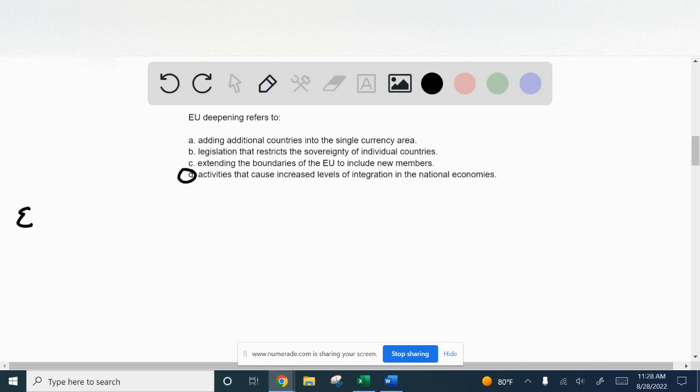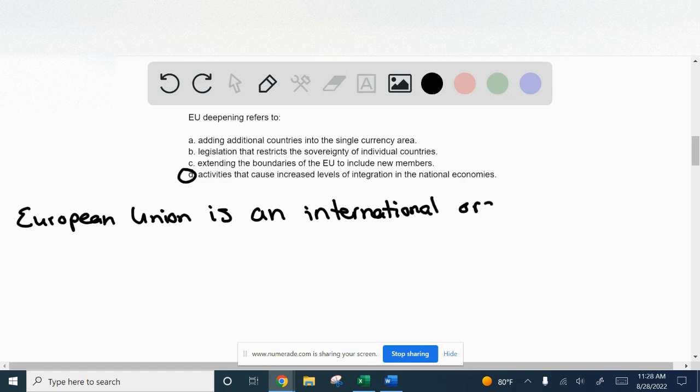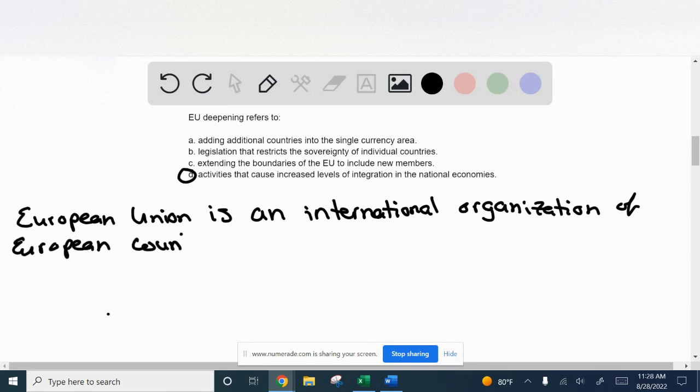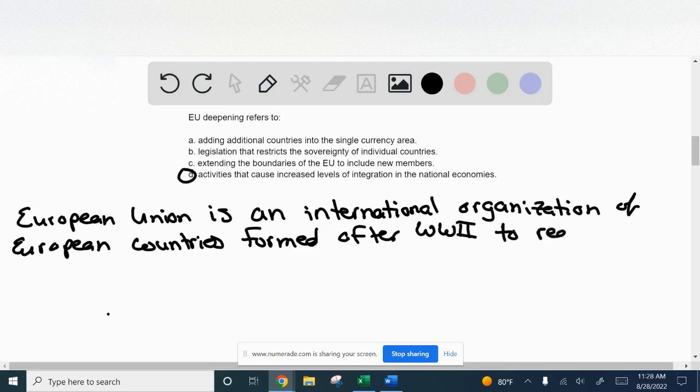The European Union is an international organization of European countries formed after World War II to reduce trade barriers and increase cooperation among its members.